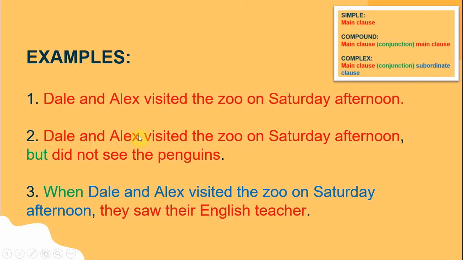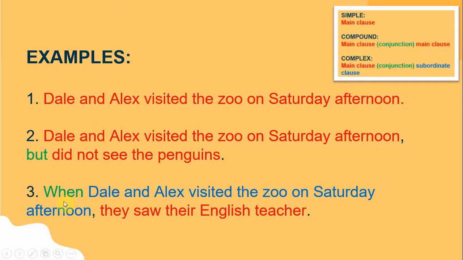Number two, Dale and Alex visited the zoo on Saturday afternoon but did not see the penguins. I see but here. Now, but is a fanboys conjunction, which is a coordinating conjunction. So therefore this is a compound sentence. Alright? If I look at it as well, I'd see that there are two main clauses here because Dale and Alex visited the zoo on Saturday afternoon and Dale and Alex did not see the penguins are two ideas that can stand on their own. So there are two main clauses here, joined by a coordinating conjunction, which is a fanboys conjunction, and therefore it's compound.